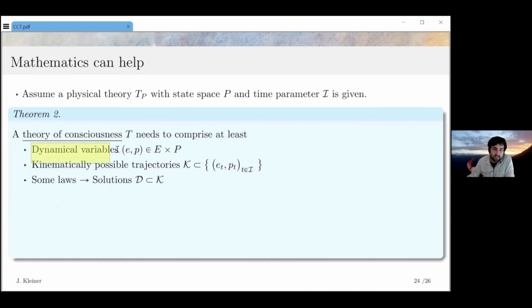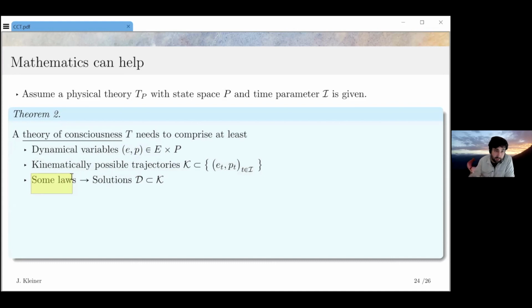Well, it needs to have some dynamical variables: state of consciousness, physical state. That's clear. It needs to have what we can call kinematically possible trajectories. So these are just how these states, which we had up here, evolve in time. It needs to have some laws.